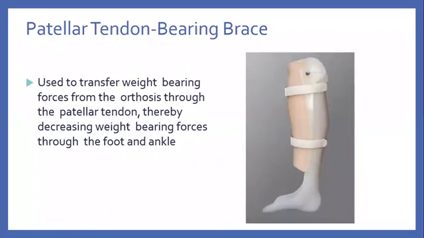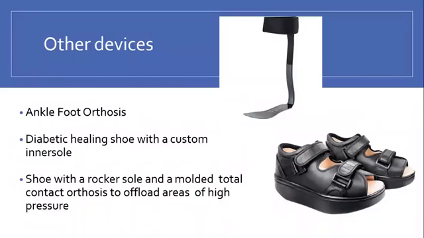There's also the patellar tendon-bearing brace, which is used to transfer weight-bearing forces from the orthoses through the patellar tendon, thereby decreasing weight-bearing forces through the foot and ankle. And there are other devices, ankle foot orthoses, diabetic healing shoe with a custom inner sole, and shoe with a rocker sole and modal total contact cast orthoses to offload areas of high pressure. So these are all devices to consider when your patient is ready to be transitioned to a weight-bearing status out of their total contact cast with Charcot.